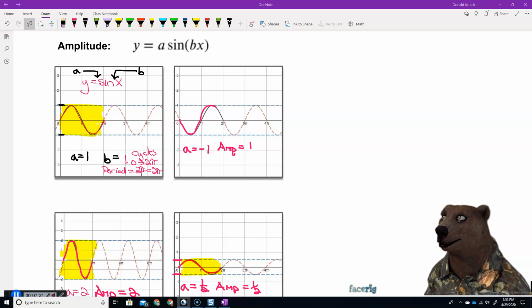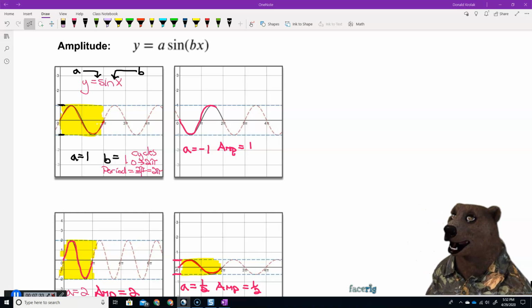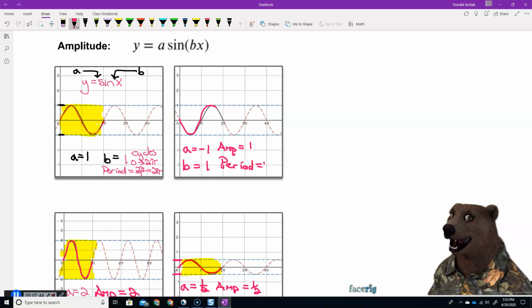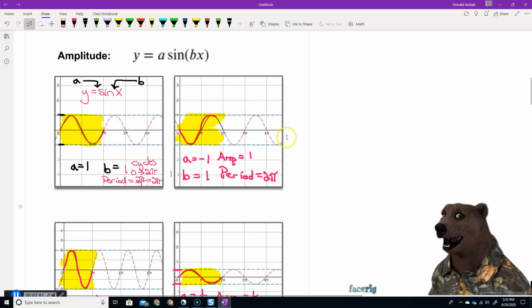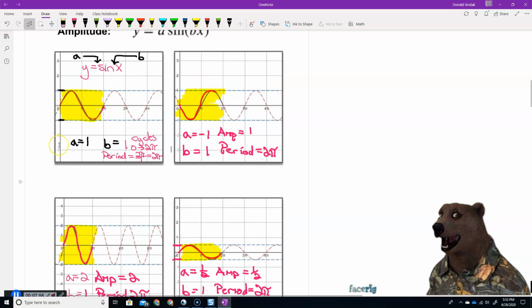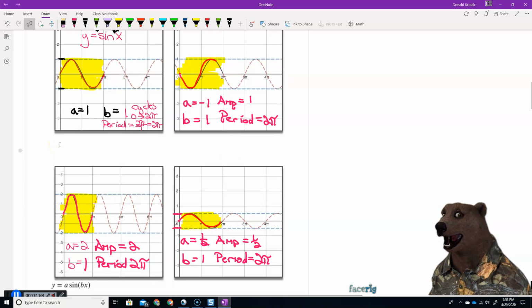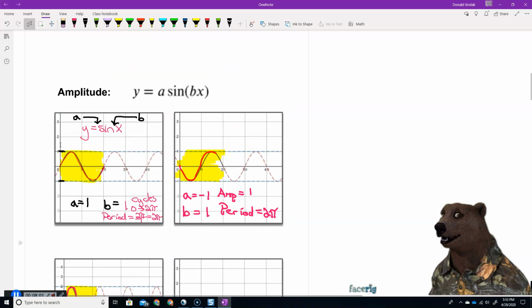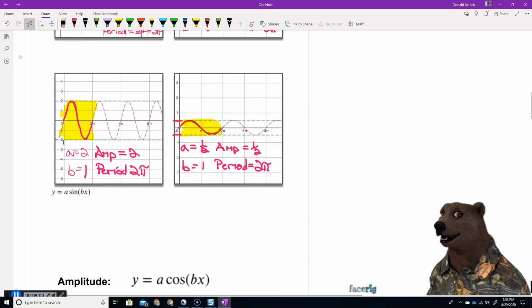And my period now is still going to be 2 pi. Alrighty, so let's see. B is 1, so the period is unchanged. It's still 2 pi. I see one cycle in this shaded area right here. So that's all we did on this one, was change the A. The B's were always 1. The frequencies were always 1.